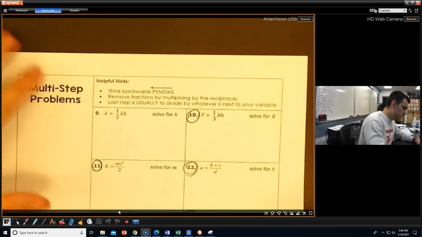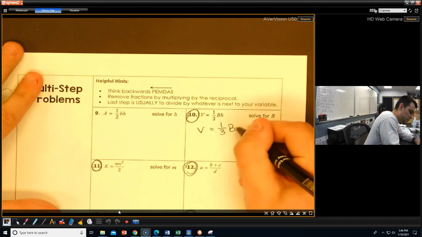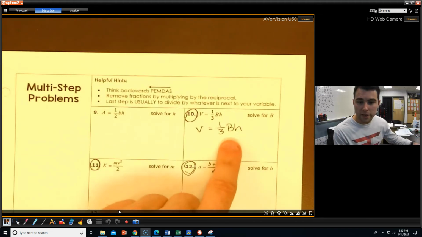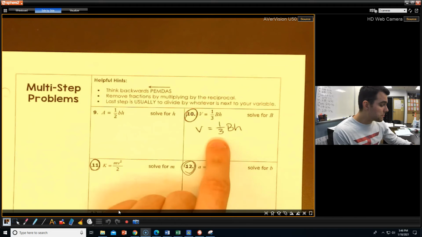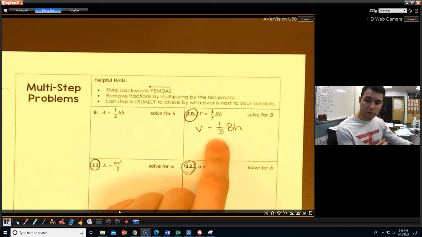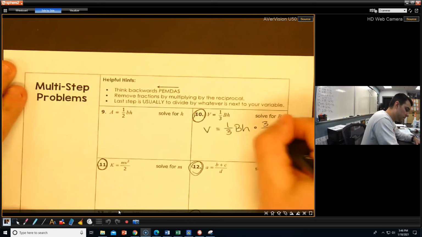Number 10, we have V equals, I'm going to rewrite it, V equals 1/3 times B times H. I'm going to solve for B. All right, let's think. I want to get rid of what I'm multiplying by. I'm multiplying this 1/3 and this H. Let's just start with the 1/3 for right now. I don't have to do it all at once. How do I undo a fraction? Well, I got to multiply both sides by its reciprocal. I got to multiply both sides by 3/1.